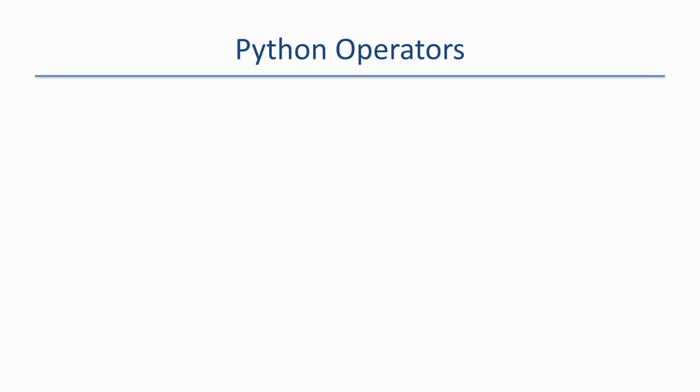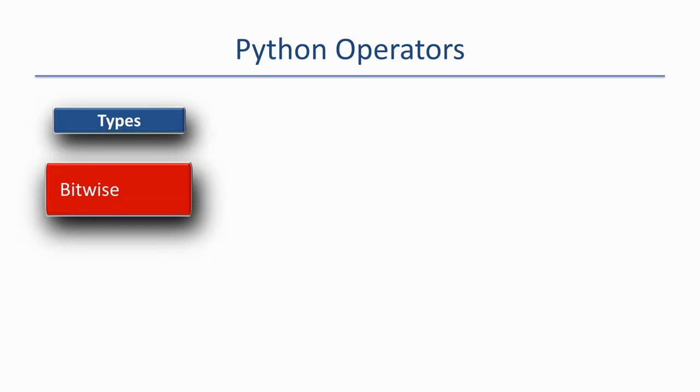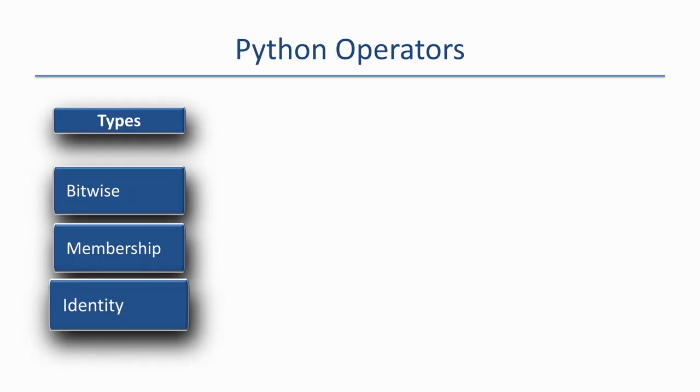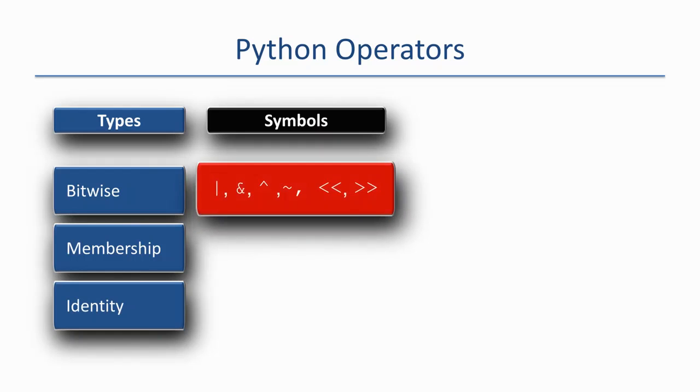I'm going to show you some more types of operators. Don't worry if you do not understand them at this time. This is just for you to know that they do exist. In the future lessons, I will cover these in much more detail, as I mentioned. Those types are, we have bitwise operators, we have membership operators, and we have identity operators. Symbols that are used for these are bitwise OR, bitwise AND, bitwise exclusive OR, bitwise NOT, bitwise shift to the left, and bitwise shift to the right.